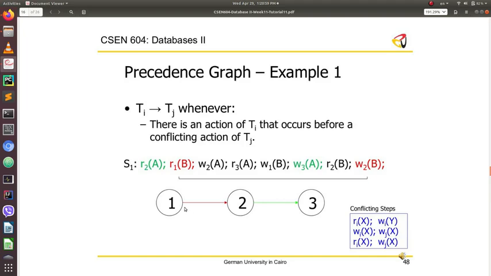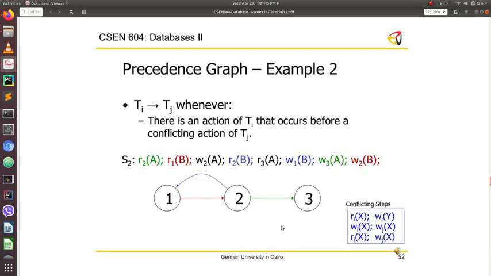So transaction 1 must be executed, then transaction 2, then transaction 3, and this is a directed graph, and there are no cycles. Here's another example. However, in this case, the graph contains a cycle. So this sequence of steps will cause a problem if they are going to be executed by our database management system.